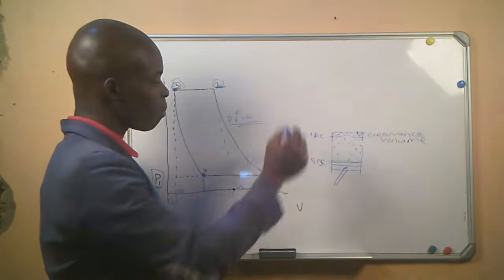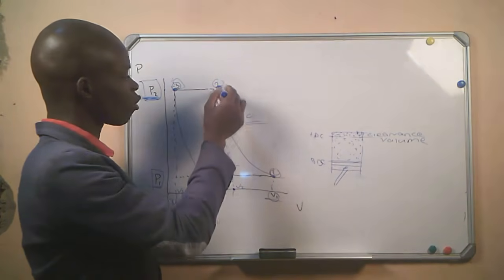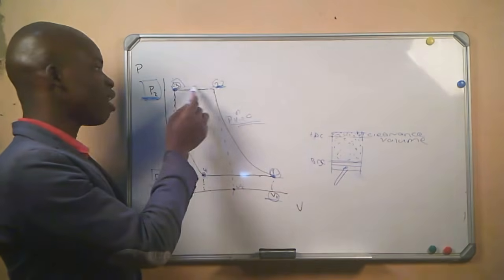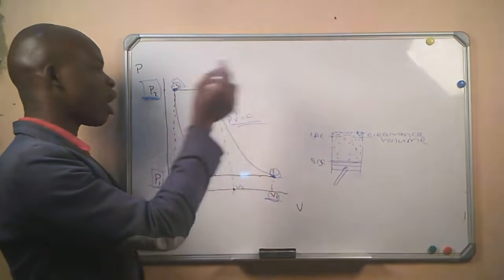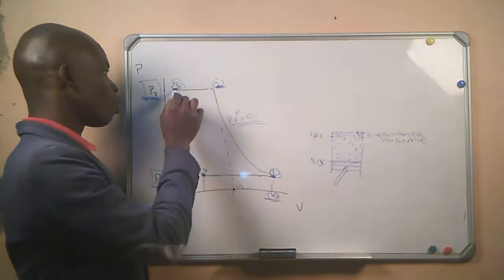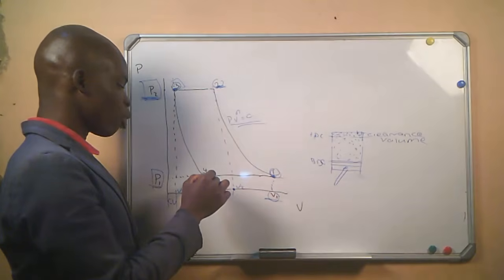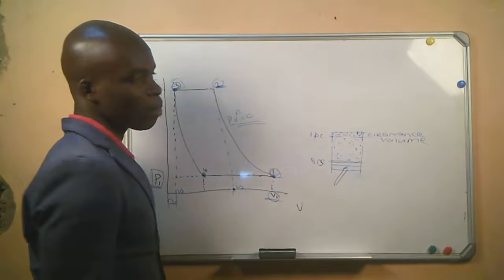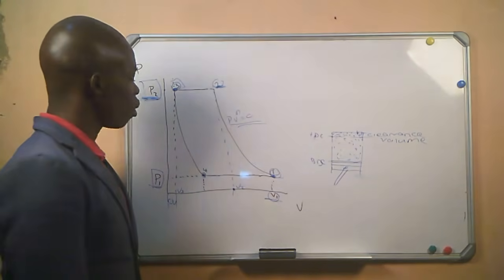The piston will move up and compress the air, which is from point 1 to point number 2, and then it will deliver from point 2 to point 3. After delivering, the air that is in the clearance volume will be expanded from point 3 to point 4, and then the valve will open, and then we go to point number 1, and then it goes on and on.